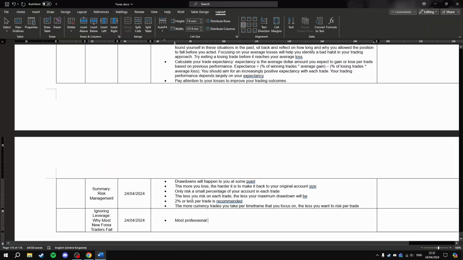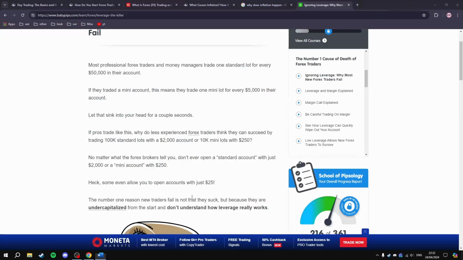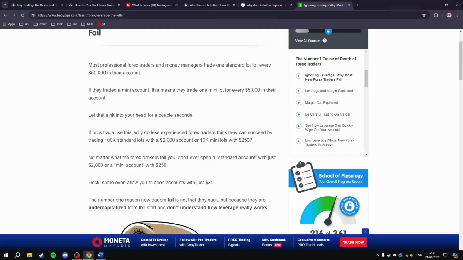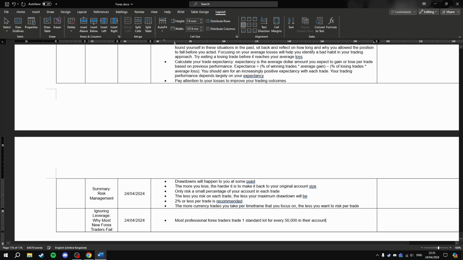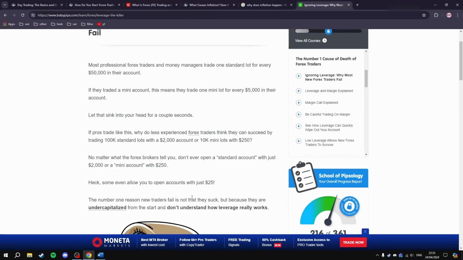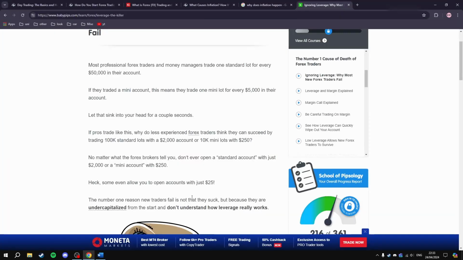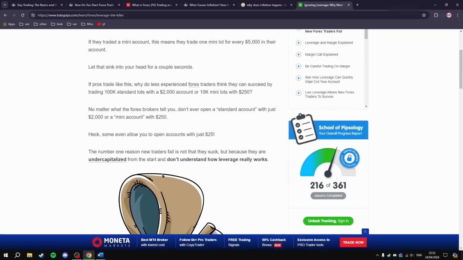Most professional Forex traders trade one standard lot for every 50,000 in their accounts. With a mini account, this means they trade one mini lot for every 5,000 in their account. Let that sink into your head for a couple of seconds.